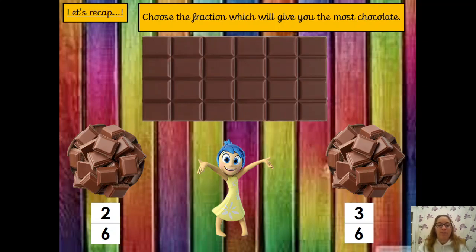Okay, how about this one? We've got 2/6 or 3/6. They're both divided into 6. Would you prefer to have 3/6 or 2/6? Hopefully 3/6 you would have. It's the same as 1/2.